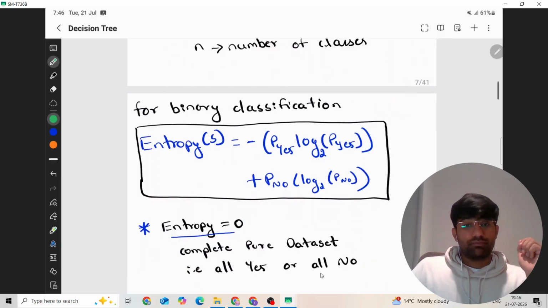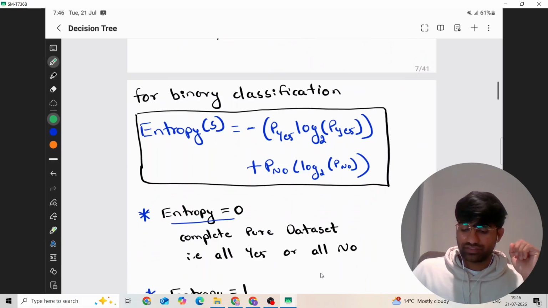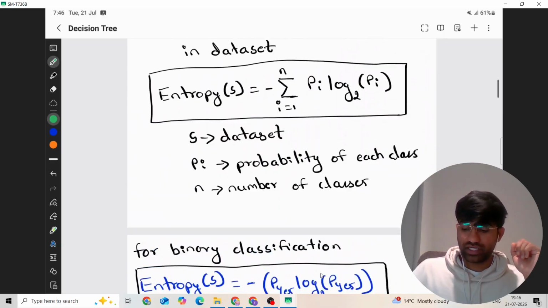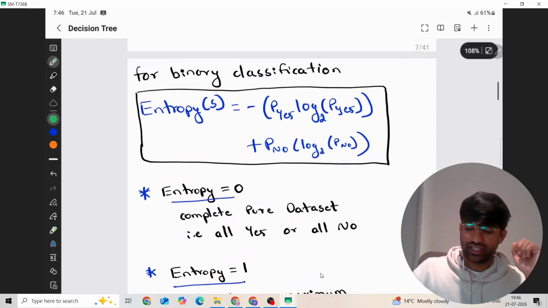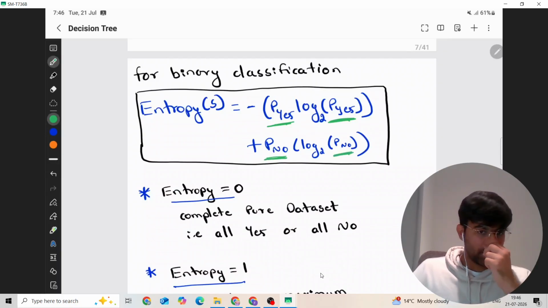I will solve a binary classification problem. So I will use the entropy of binary classification. What will be the binary classification entropy? See here, if we expand this formula, it will look like minus of probability of yes class into log to the base 2 of probability of yes, plus probability of no class log to the base 2 of probability of no. Okay, we will implement it and have a better understanding.